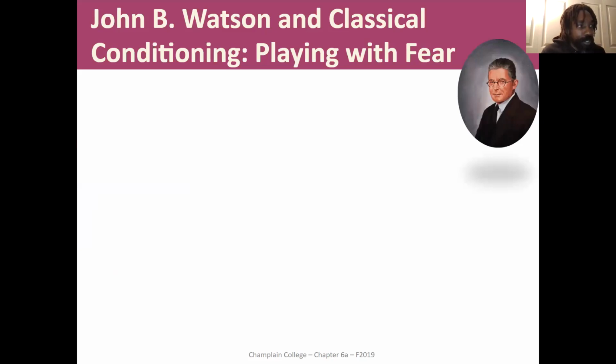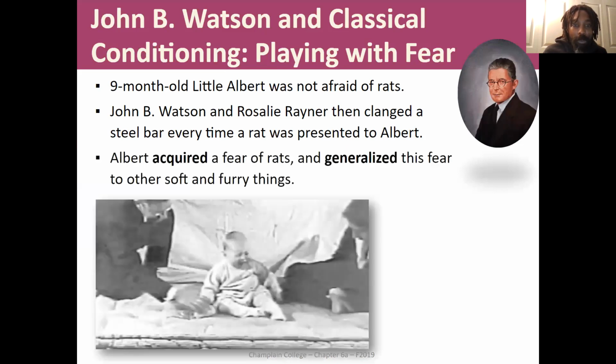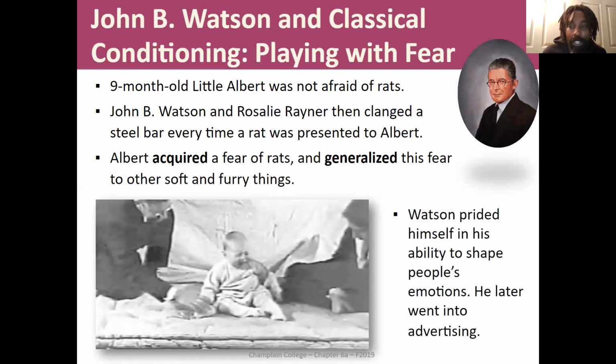Okay. So, John B. Watson and classical conditioning, playing with fear. In this experiment, a nine-month-old little Albert was not afraid of rats. John B. Watson and Rosalie Rayner then clanged a steel bar every time a rat was presented to Albert. Albert acquired a fear of rats and generalized this fear to other soft and furry things. Watson prided himself in his ability to shape people's emotions. He later went into advertising. And you can just kind of think about the ethical implications of that.